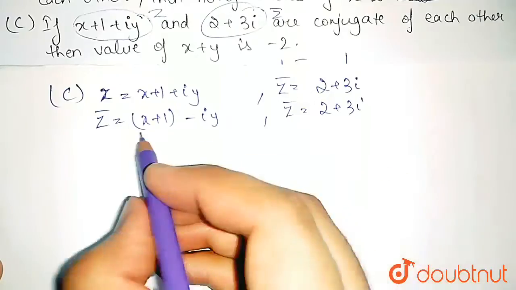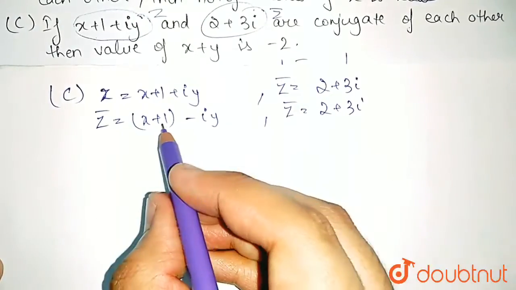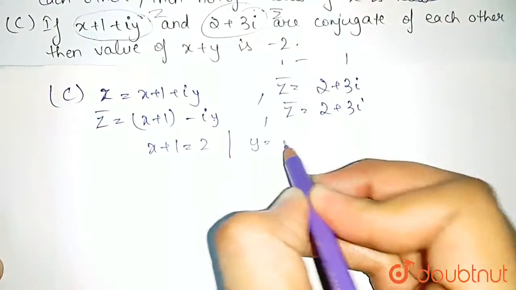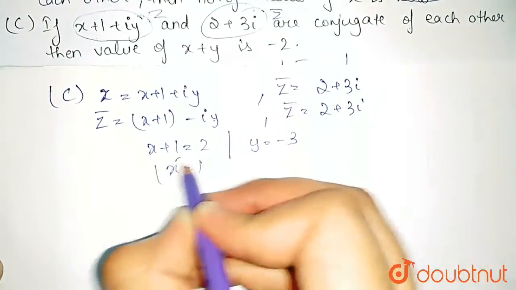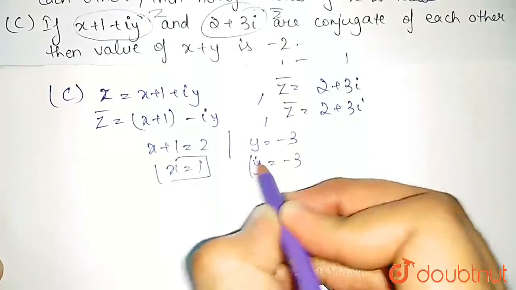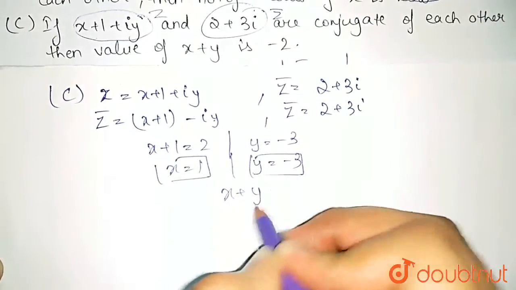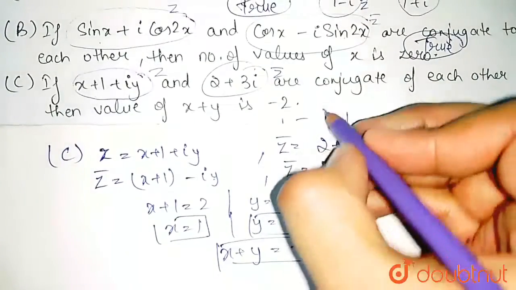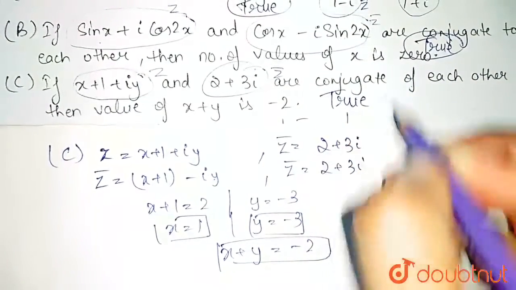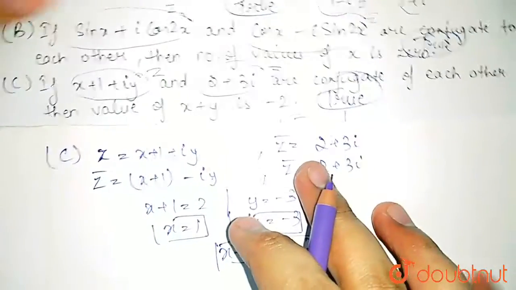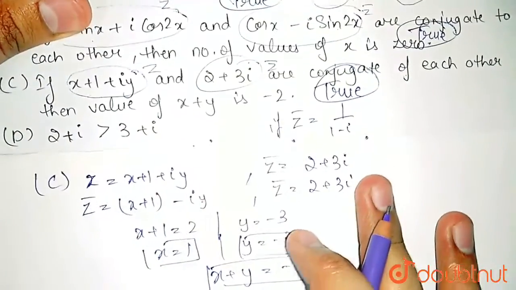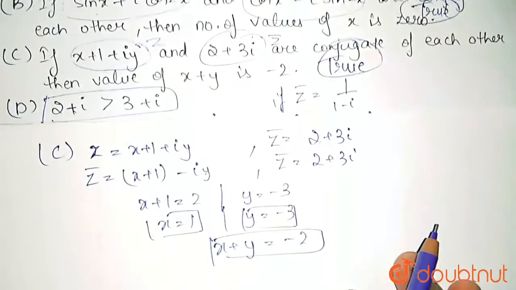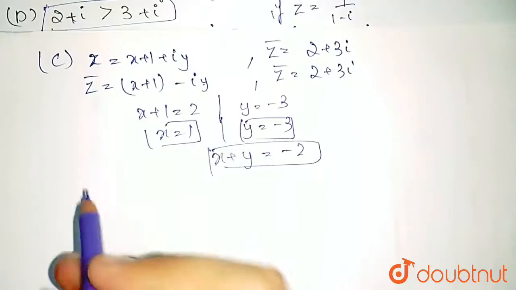On comparing these two, because z bar is equal, x plus 1 is equal to 2, comparing real with real, and y would be equal to minus 3. So x would be equal to 1 and y would be equal to minus 3. X plus y would be equal to minus 2. So the third statement is also true. Three statements are true up to now. Now let us take the final statement. The final statement, statement D, says 2 plus iota is greater than 3 plus iota. So let us check.